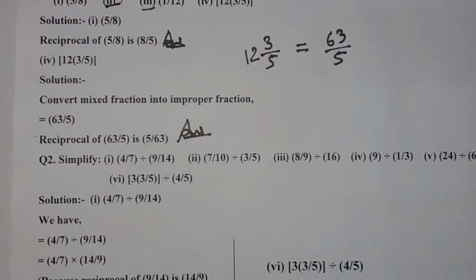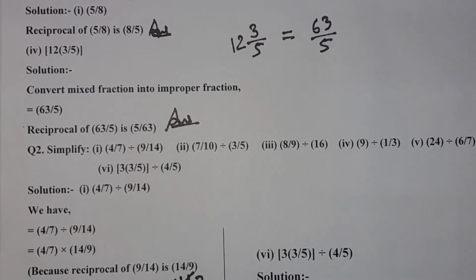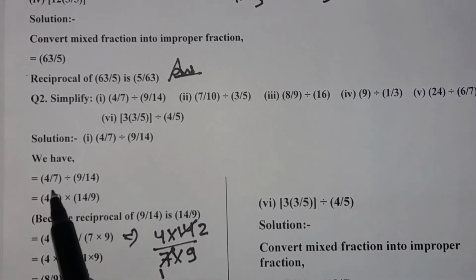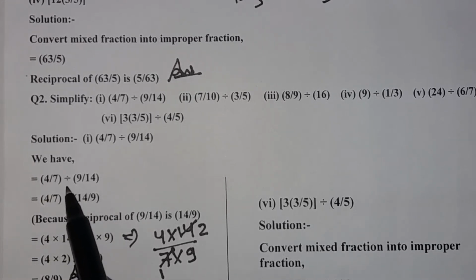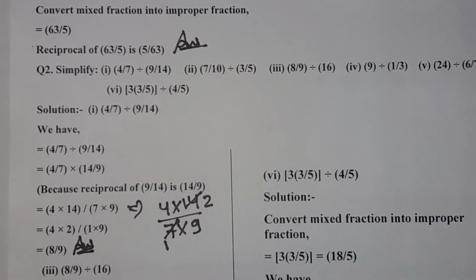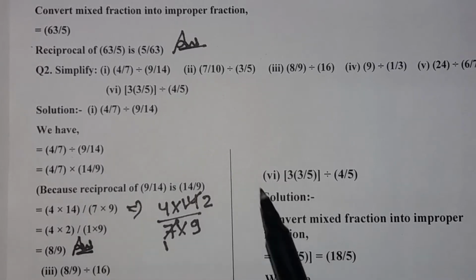So after this, see question number 2, simplify. In the first part, 4 upon 7 divided by 9 upon 14. So 4 upon 7 divided by 9 upon 14. Here, when we convert this division sign into a multiplication sign, then the reciprocal of 9 upon 14 will be taken. So 9 upon 14 will be 14 upon 9. As we know, the reciprocal of 9 upon 14 is 14 upon 9.